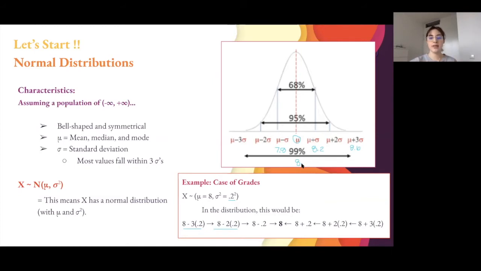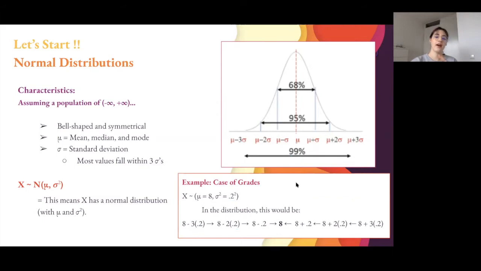And it doesn't have to be 8, obviously. This is just in our example in the case of grades, but it could be literally any value that you're measuring. So it could be 110, it could be 200,000, it could be literally anything. So in this case, that's what the normal distribution is showing. So that's just an example.